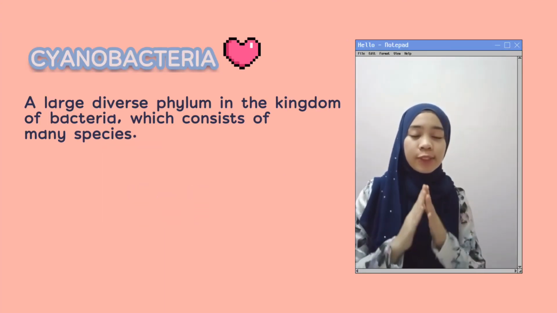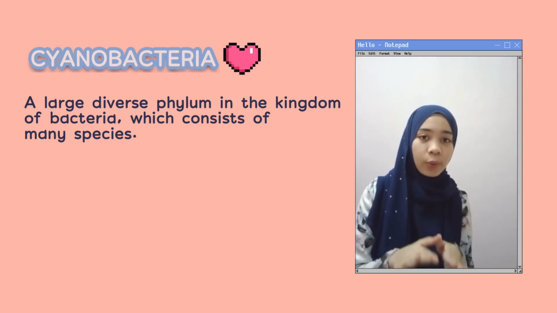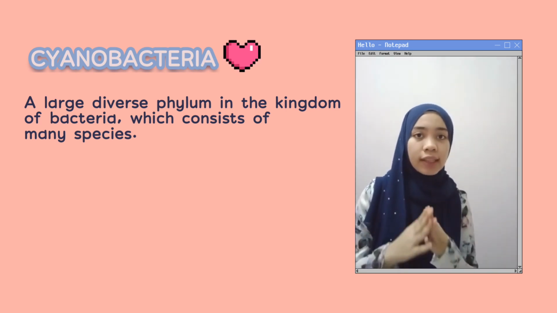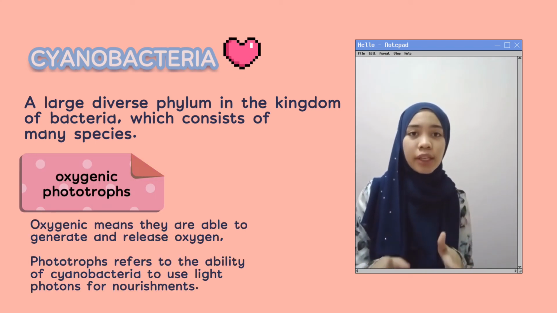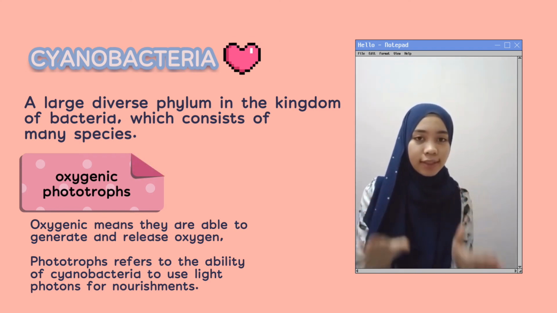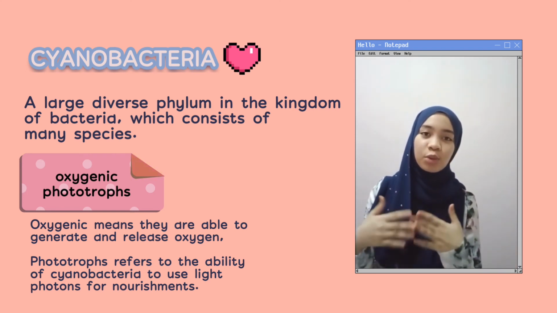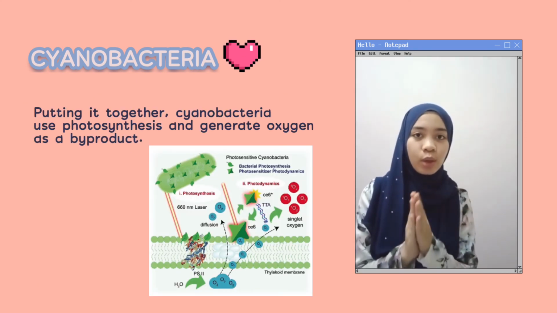Cyanobacteria is a large diverse phylum in the kingdom of bacteria which consists of many species. What is special about the species is they are oxygenic phototrophs. Oxygenic means they are able to generate and release oxygen, meanwhile phototrophs refers to the ability of cyanobacteria to use light photons for nourishment. Putting it together, cyanobacteria use photosynthesis and generate oxygen as a byproduct.